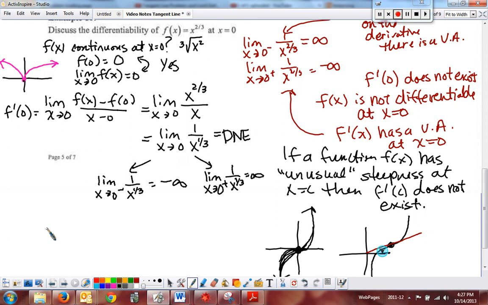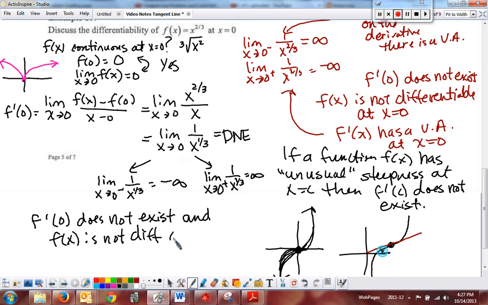So what's my conclusion about the differentiability? F prime of 0 does not exist. And we basically say f of x is not differentiable at x equal to 0. The derivative graph, f prime of x, has a vertical asymptote at x equal to 0 because I know the behavior before and after is going to negative infinity and infinity. But it's kind of like a jump, too, because it had a cusp, because it's negative infinity and infinity.